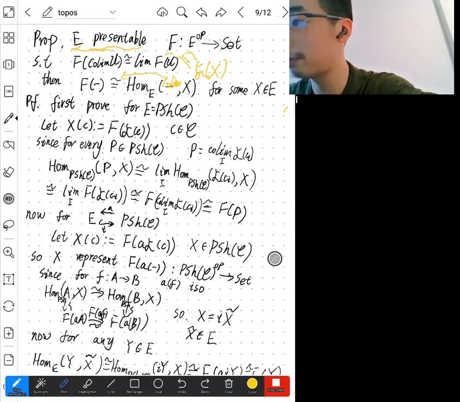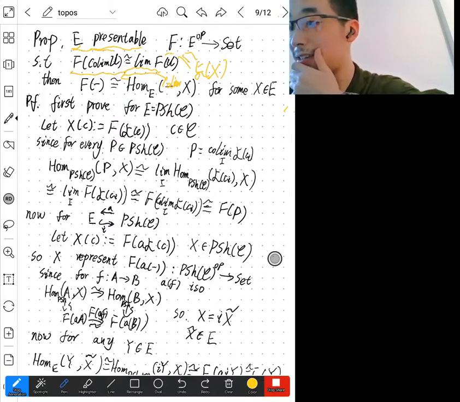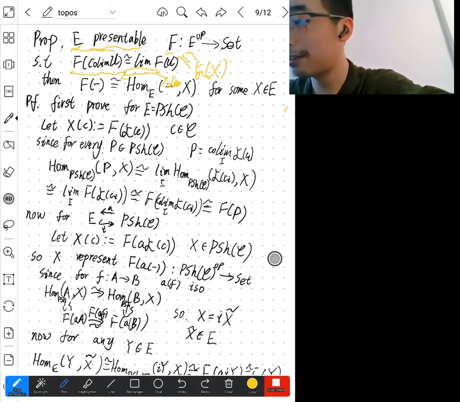There, it can actually not become a limit. So this is a necessary condition. But in a presentable category, this is sufficient. So why is that? This proof is not really hard, but I can show you the case of the pre-shape category, right?